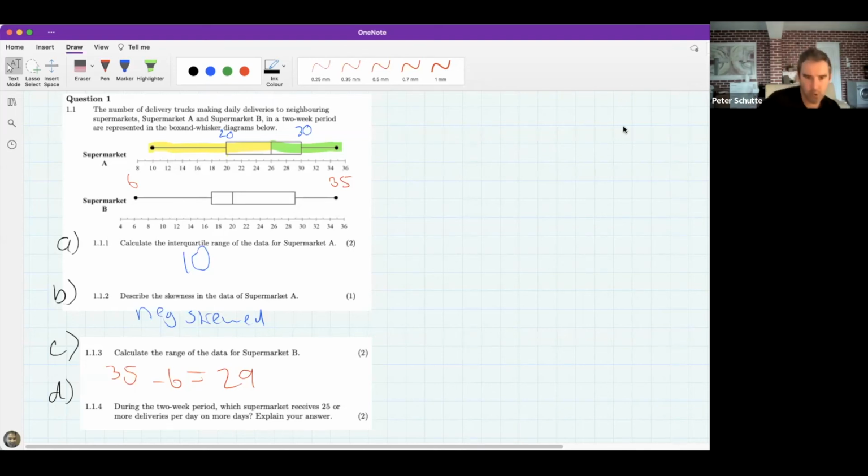So during the 2-week period, which supermarket receives 25 or more deliveries per day on more days? Explain your answer. So, first of all, which of the two do you think receives more deliveries of 25 or more per day? And then what is your answer? What proof or what evidence can you extract from the drawing?